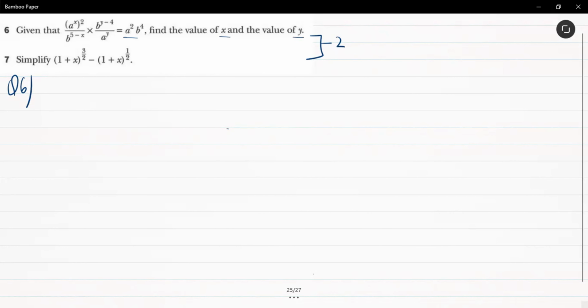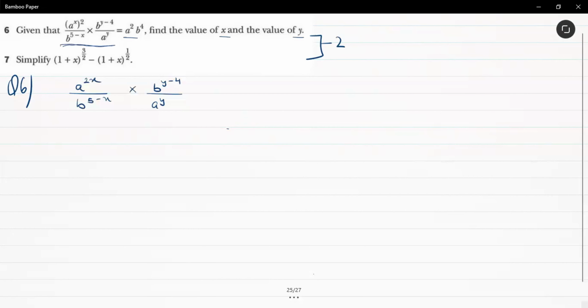So first of all, we are going to break this into two steps. When you see two powers which are relating to each other, we can multiply these two and then cross multiply. So if we simplify this, a to the power 2x divided by b to the power 5 minus x, multiplied by b to the power y minus 4, divided by a to the power y.